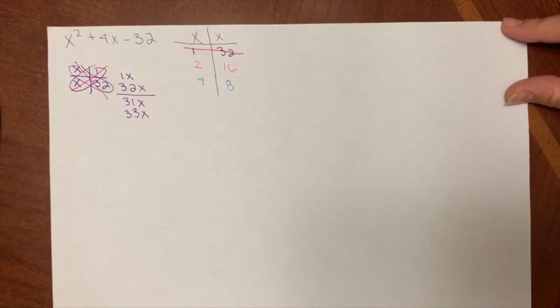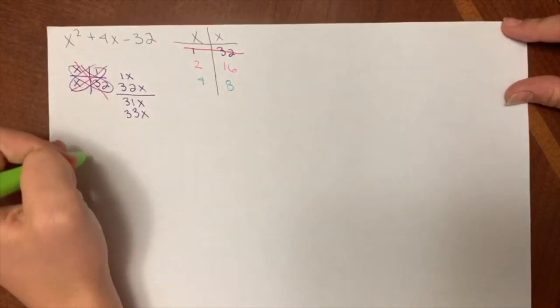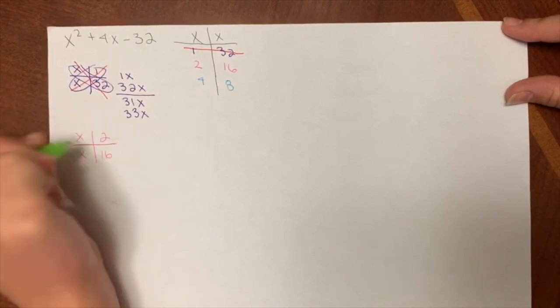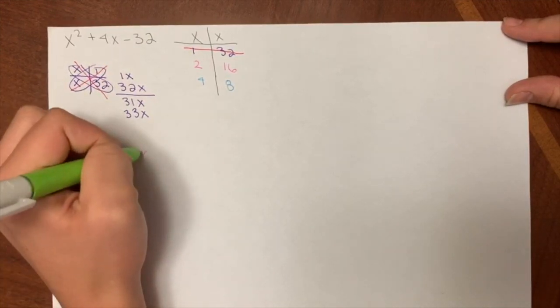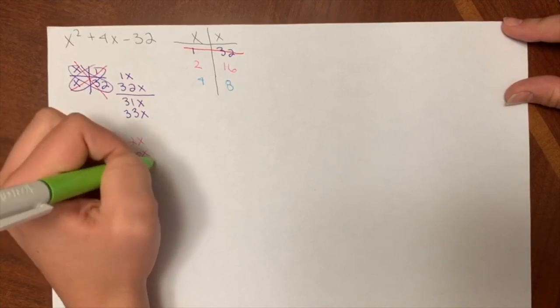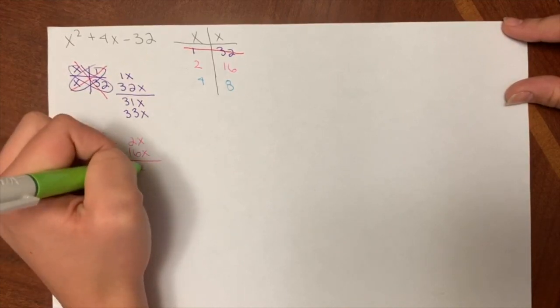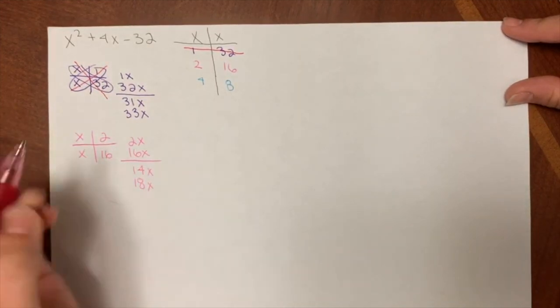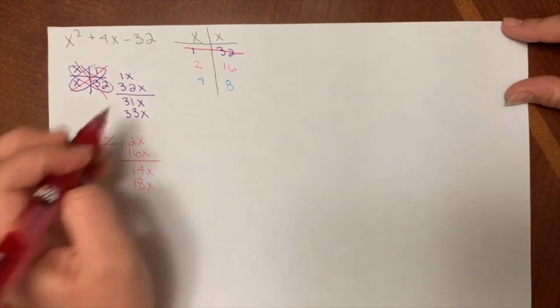Then try 2 and 16. So make your t again, x and x, and 2 and 16. 16 times x is 16x, and x times 2 is 2x. Again, 16 minus 2 is 14x, and 16 plus 2 is 18x. Neither of these are the solutions either, so cross that out, cross these out.